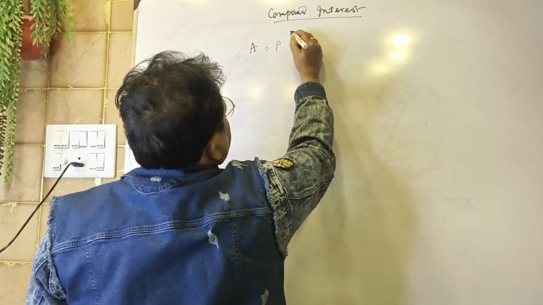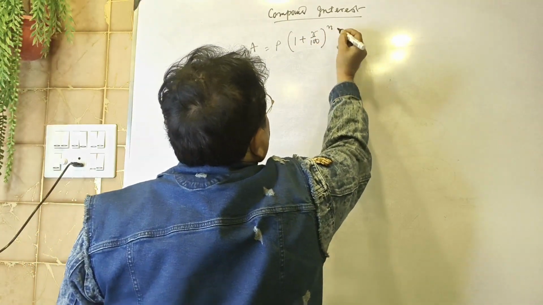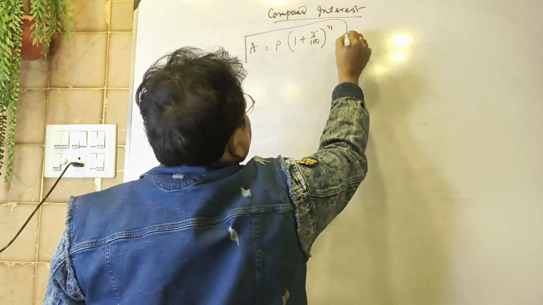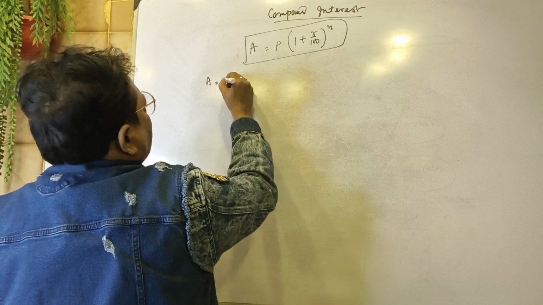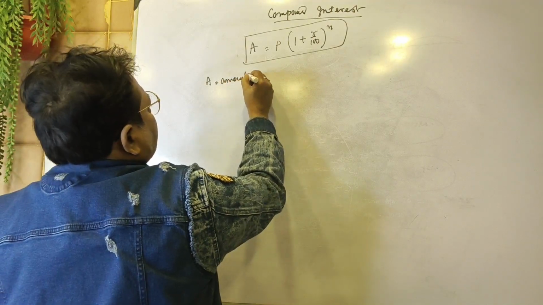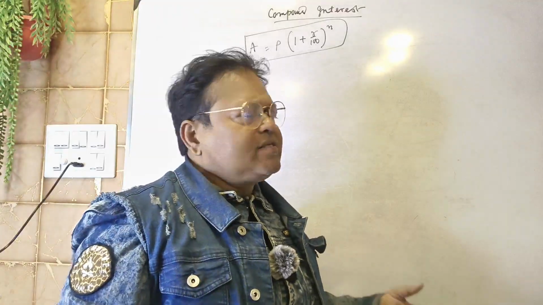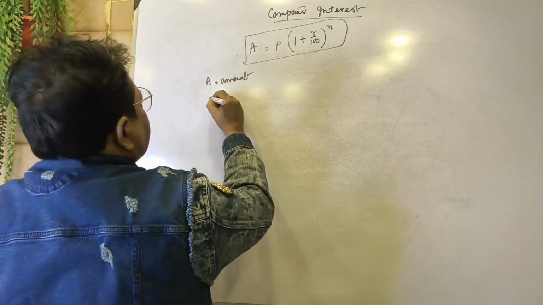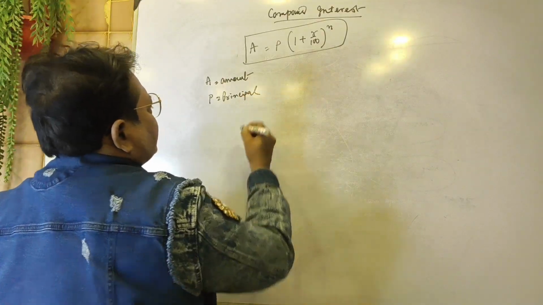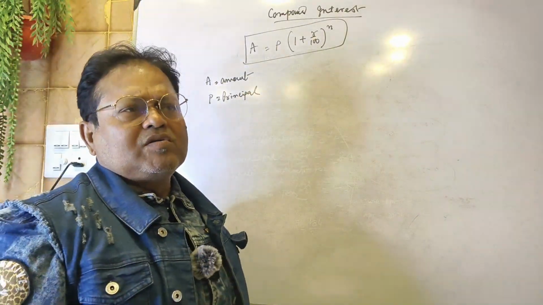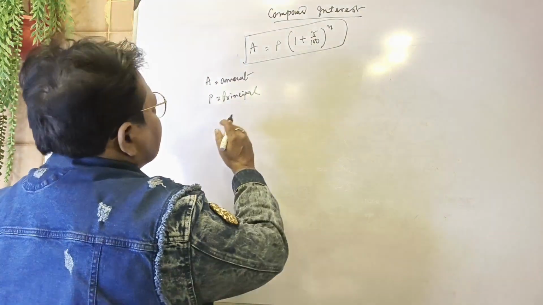A is equal to P into 1 plus R by 100 whole to the power n. This is the main formula of amount. A means amount, that is what the person will get at the end of the period. P is the principal that is invested in the business or borrowed, anything which is initially invested, that is the principal.